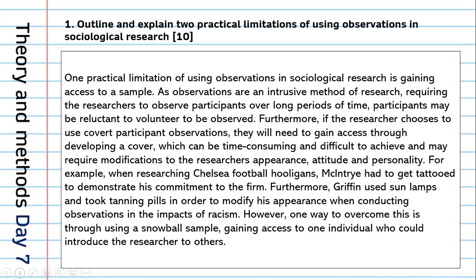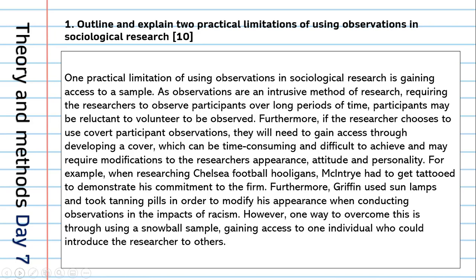So I've developed this point a little bit, but there's more I can do to show my deeper understanding of observations and some of the problems, particularly practical problems you may have in conducting one. Furthermore, if the researcher chooses to use a covert participant observation, they will need to gain access through developing a cover, which can be time consuming and difficult to achieve and may require modifications to the researcher's appearance, attitude and personality. For example, when researching Chelsea football hooligans, McIntyre had to get tattooed to demonstrate his commitment to the firm.